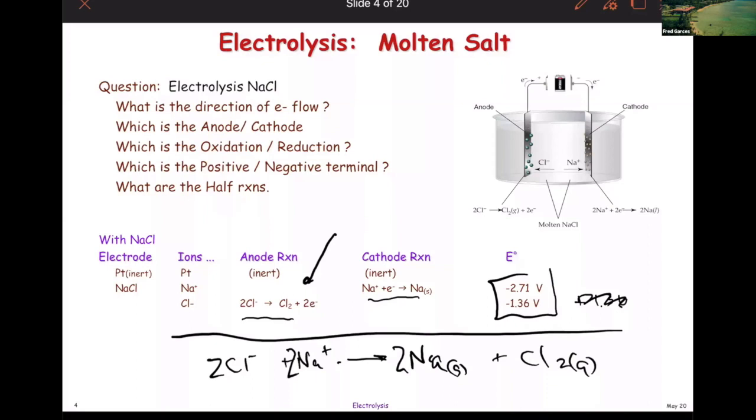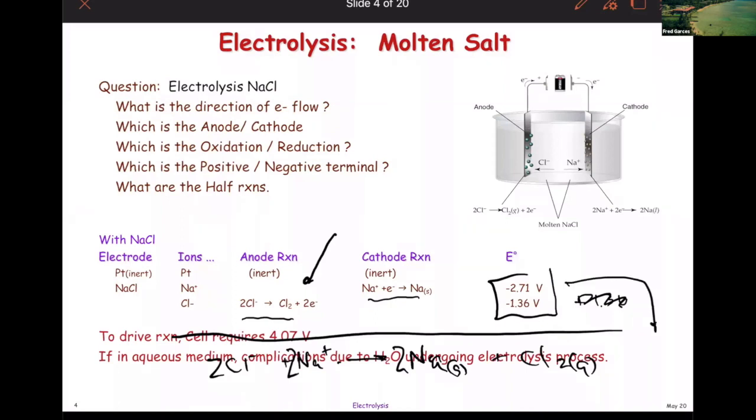But what exactly is going to be the cost to drive this reaction? All we have to do is add these two, because one's an oxidation, one's a reduction. That comes out to minus 4.07 volts. So to do this electrolysis and actually plate out sodium solid and generate chlorine gas, we need a battery of 4.07 volts. And if we can do that, then we can get this reaction to occur. So this is just a very simplistic analysis of how you figure out an electrolysis problem. Let's go to something more complicated.